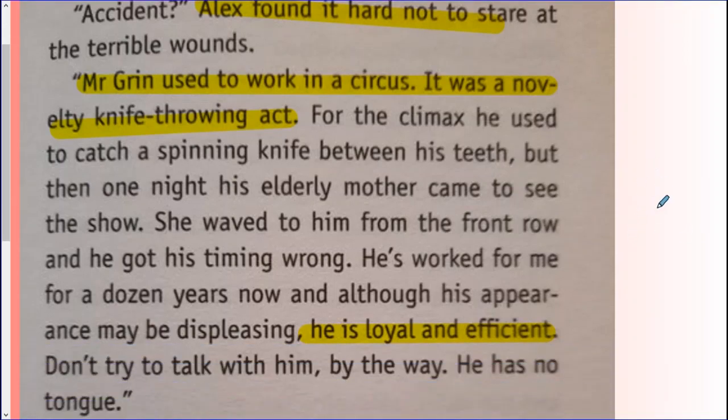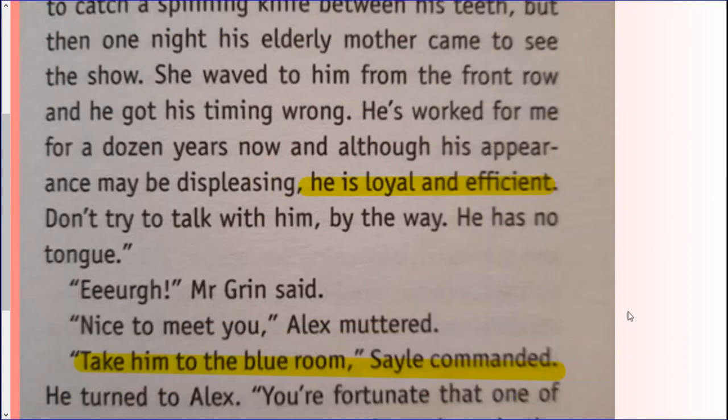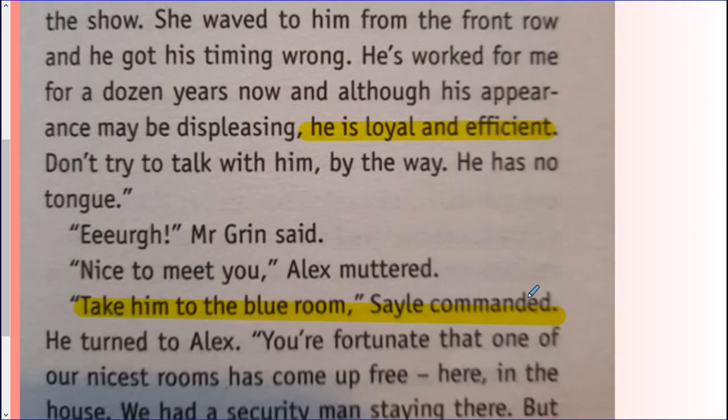I've also highlighted this information here. So we've got information about Mr. Grin's past. So he used to work in a circus. It was a knife-throwing act. So that suggests that he's fearless, that he's brave. But it also says here that he's loyal and efficient. And we can see that in the fact that Sile commands him to do things. And that's part of Mr. Gwyn's role as butler, is to take orders and to carry out duties for Sile. So we could get an impression there that he is efficient, that he is good at his job.